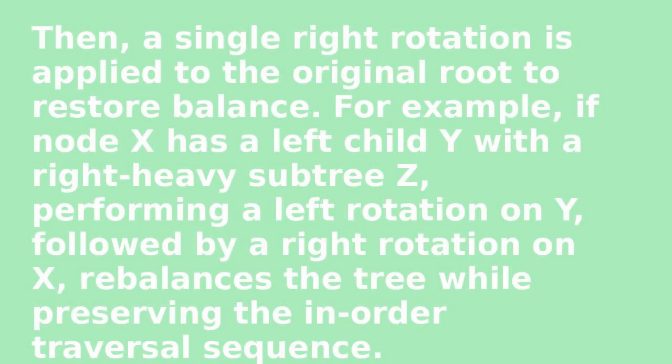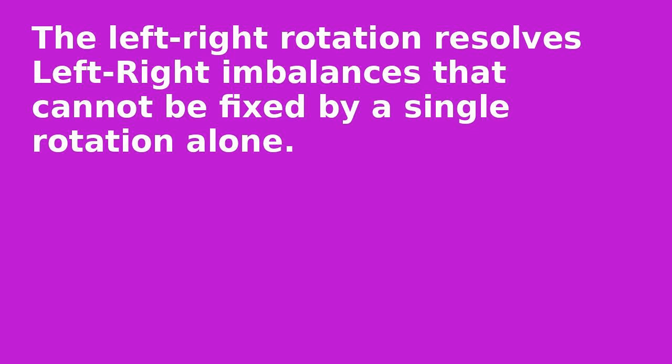For example, if node X has a left child Y with a right-heavy subtree Z, performing a left rotation on Y, followed by a right rotation on X, rebalances the tree while preserving the in-order traversal sequence. The left-right rotation resolves left-right imbalances that cannot be fixed by a single rotation alone.